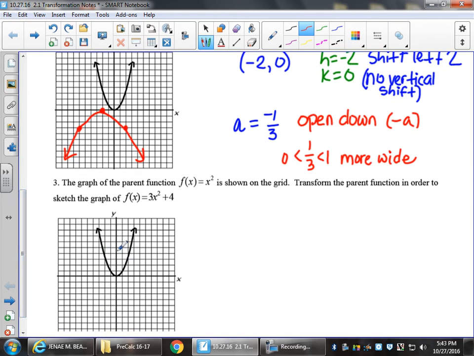Number 3 says, the graph of the parent function f of x equals x squared is shown on the grid. Transform the parent function in order to sketch the graph of f of x equals 3x squared plus 4. What are we going to say about this one? Well, we could say it's standard form, where I have a b value of 0, but we're actually going to challenge ourselves to really understand how we could actually write this in vertex form.